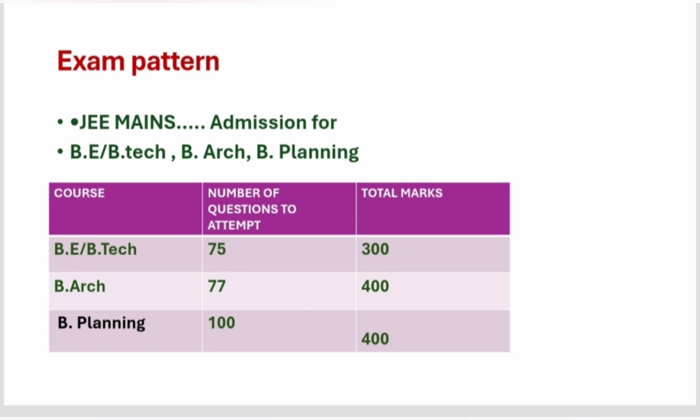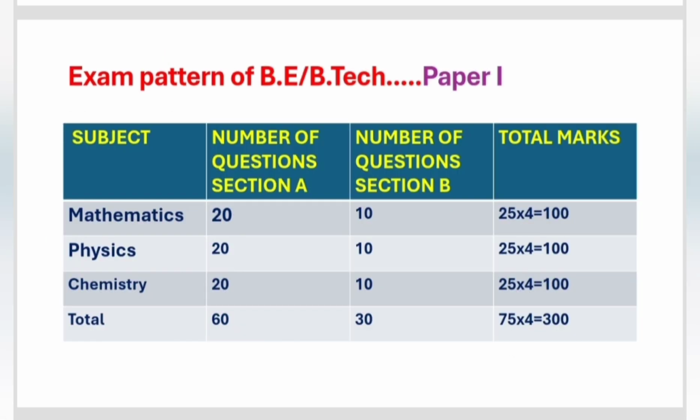First, in BE or BTech, 75 questions you have to attempt, and 300 are the total marks. In BArch, 77 questions you have to attempt, and 400 are the total marks. And in B Planning, 100 questions you have to attempt, and 400 are the total marks. Okay, now let's see in detail.